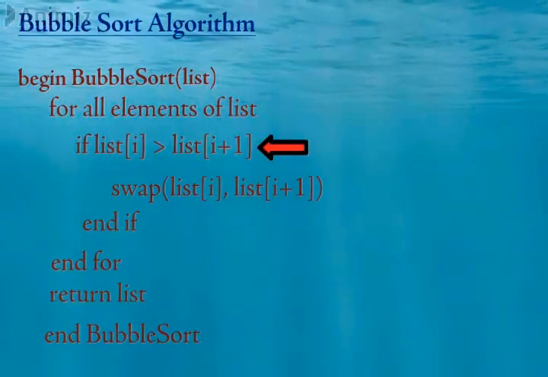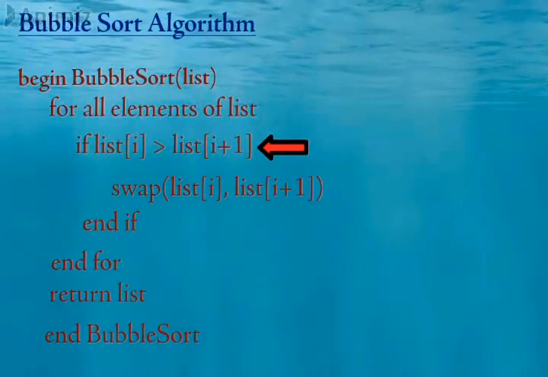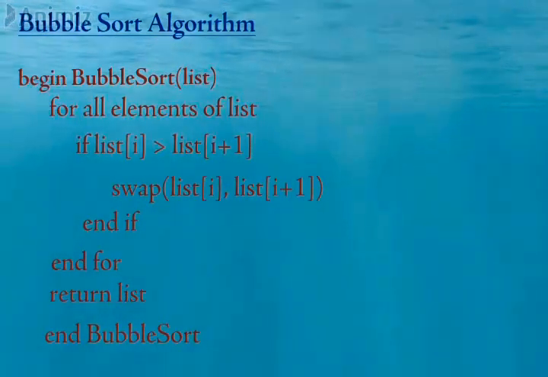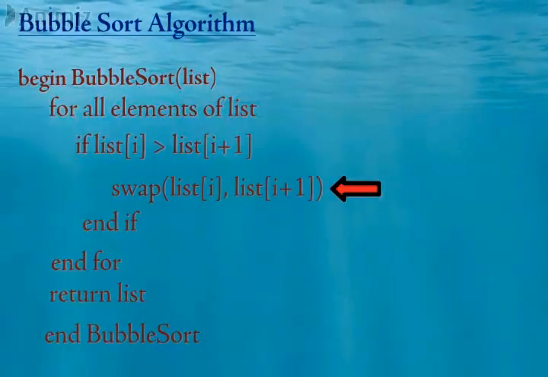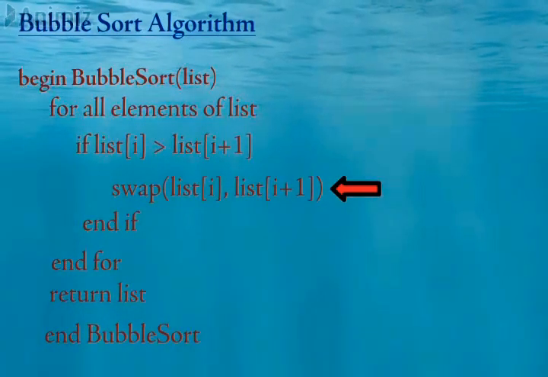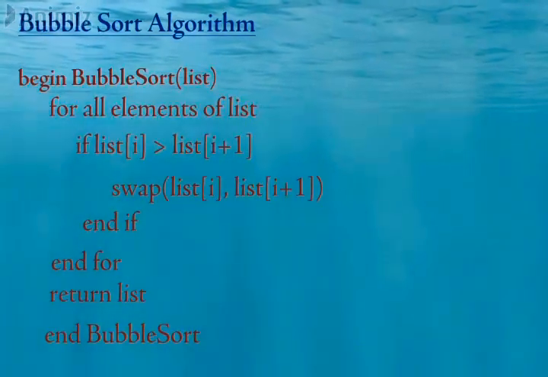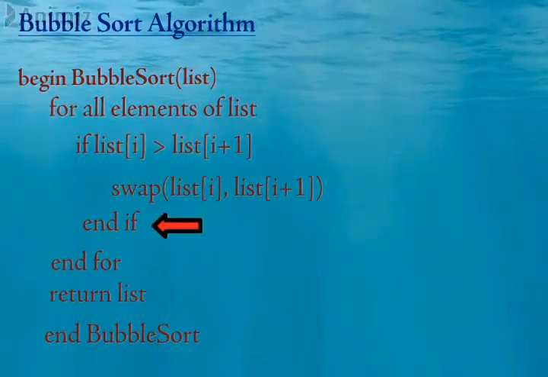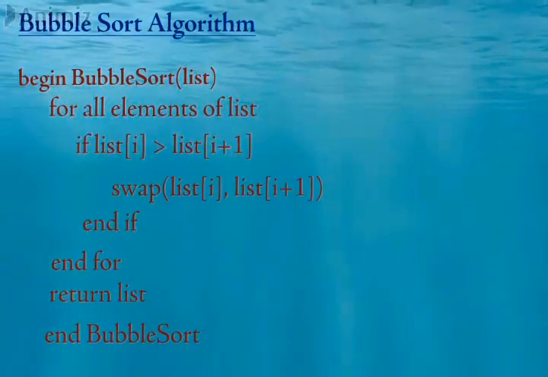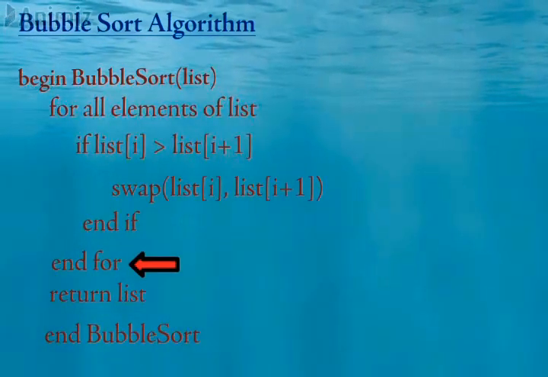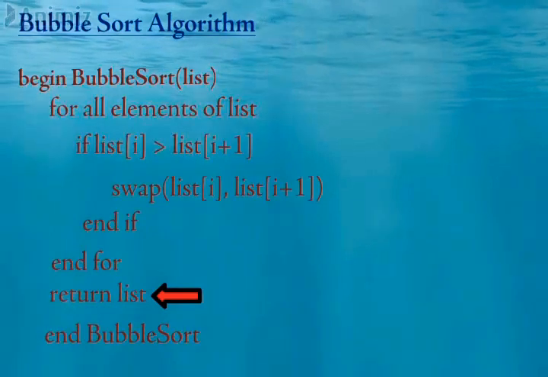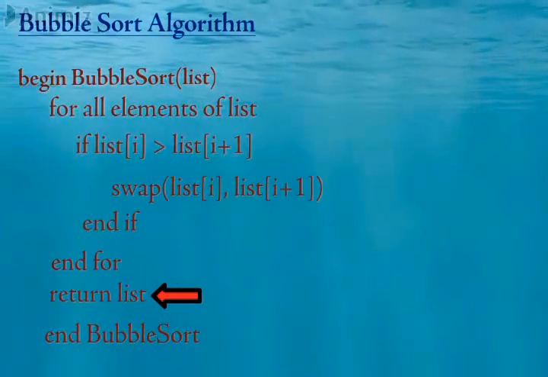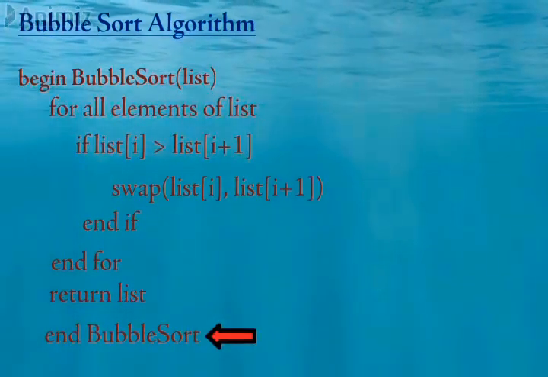Now, if the element I is greater than the I+1 element, the elements will be swapped. That is, the I+1 will become I and the I will become I+1. Now, the if statement will be ended here. There will be the end of the for loop here. And now, the new list will be returned. End of bubble sort function.